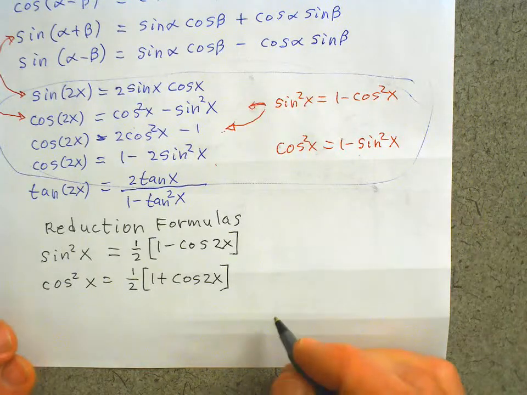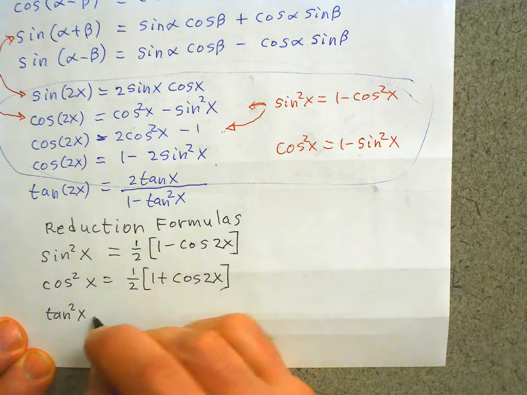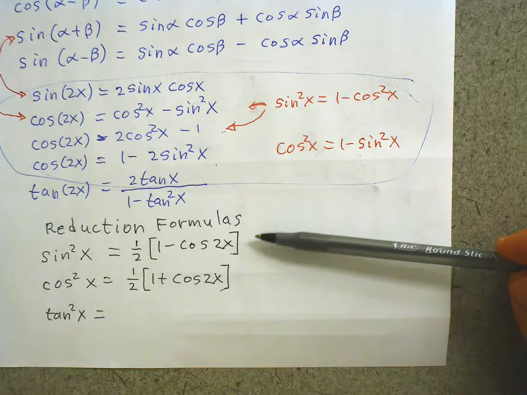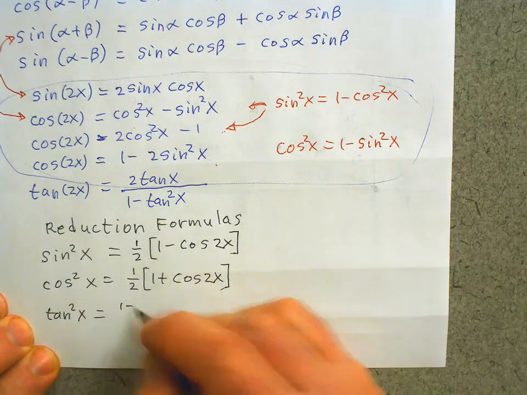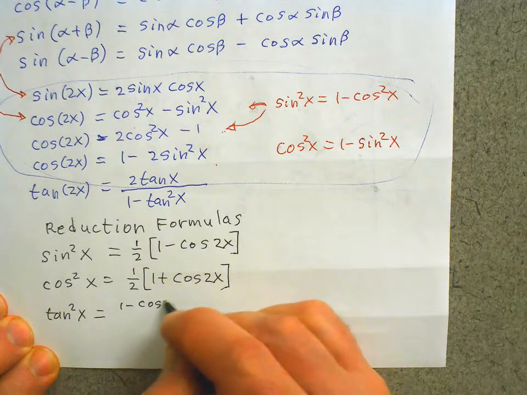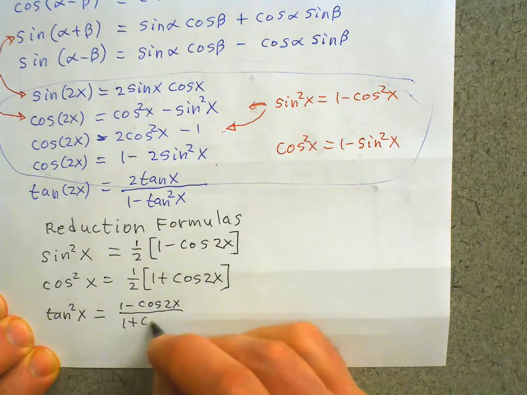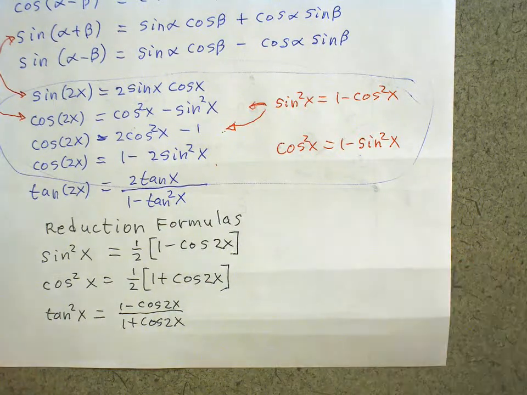And then the reduction formula for tangent squared x. We can get that if we just divide sine squared x by cosine squared x. And that is just 1 minus cosine of 2x in the numerator and 1 plus cosine of 2x in the denominator. Okay, we're about out of time.